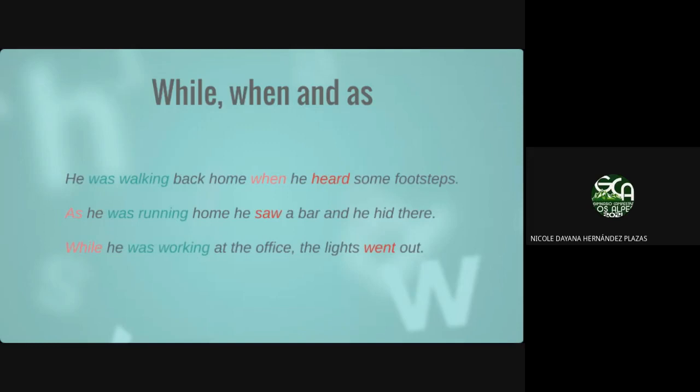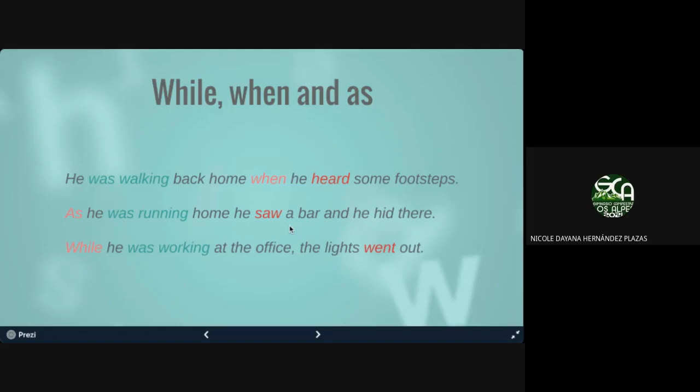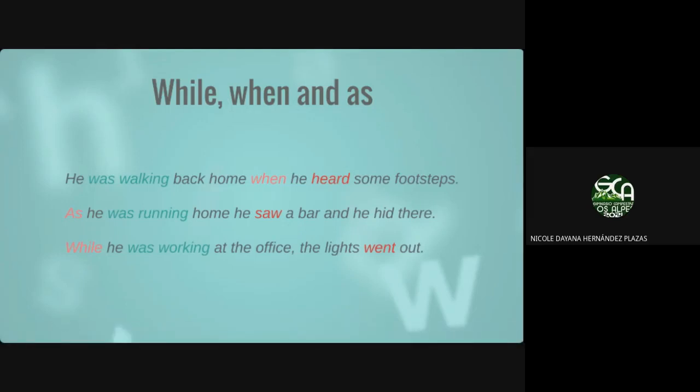As he was running home, he saw a bar and he hid there. Ya tienes el as al principio, ya no tienes que poner nada más. As he was running home, simplemente, pum, de una la acción que interrumpe. He saw a bar and he hid there. Or you can say, as he was walking back home, he heard some footsteps.